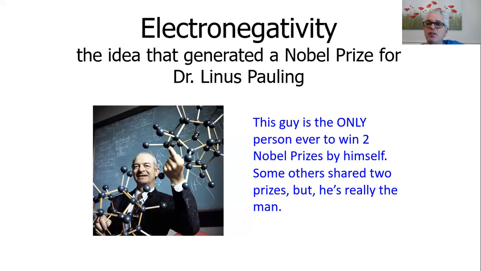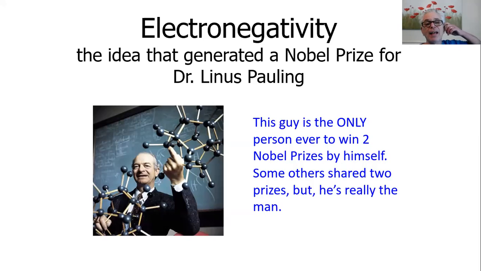This is Dr. Linus Pauling, who also has a really funny first name, Linus, right? He's the only person to ever get 2 Nobel Prizes by himself. Some other people shared the prizes, right? And it's not that they're undeserving. These people are geniuses, but this is the only guy with 2 by himself, so he's the main man, right?